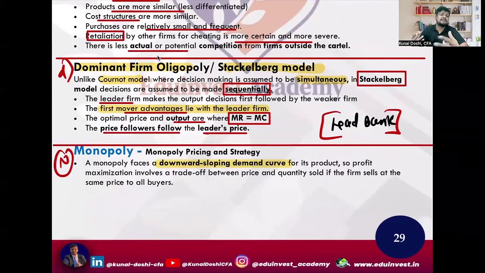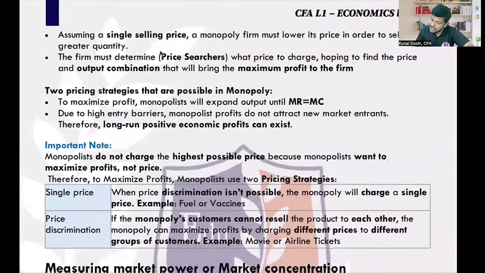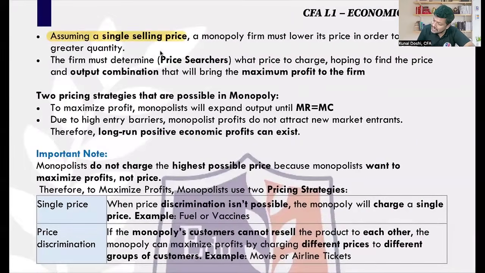Now, many of the students ask me, shouldn't monopoly be selling at the highest price? No, monopolies don't want price maximization. They want profit maximization. And for profit maximization, you are willing to sell even at a lower price so that you get the highest demand. Understood? Now, assuming there is a single seller, the monopoly firm must lower its price in order to sell more. Even if you are the monopoly and you keep the highest price, what will happen? Those who are not able to afford will simply not buy, right?